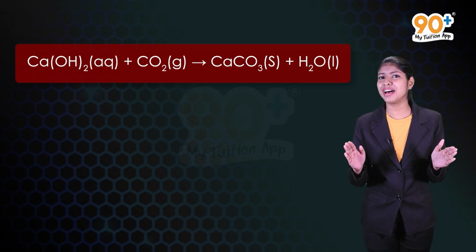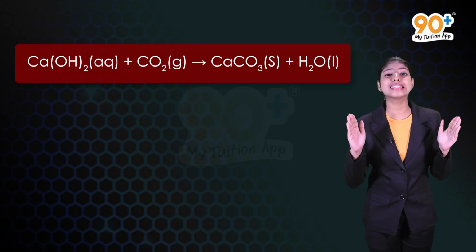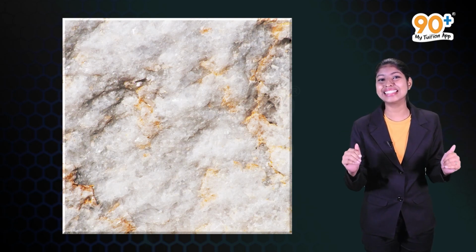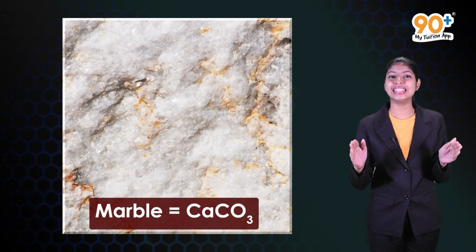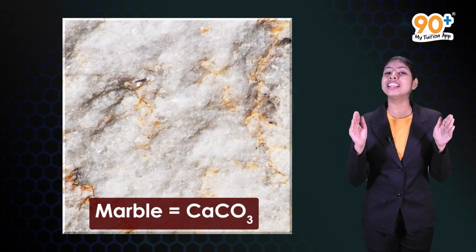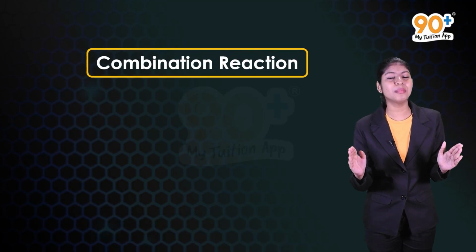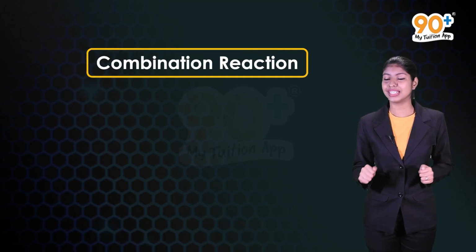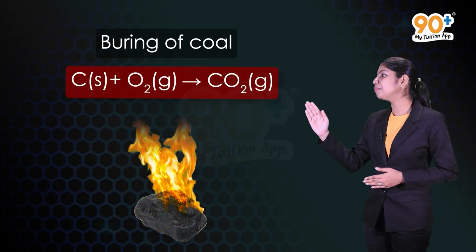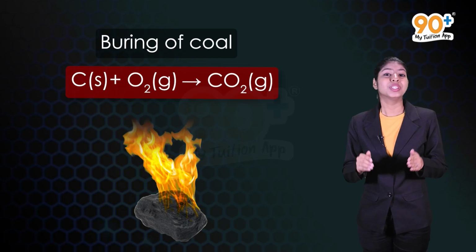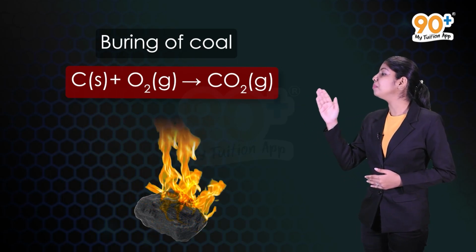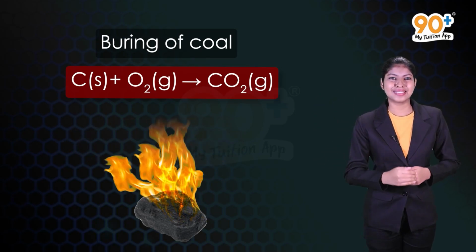Now, let me ask you a question. What is the chemical formula of marble? Yes, it is similar to that of calcium carbonate, that is CaCO3. And here are some more examples of combination reaction. First one is burning of coal, and the reaction is C plus O2 gives CO2. Here you can see carbon on reaction with oxygen to form carbon dioxide gas.